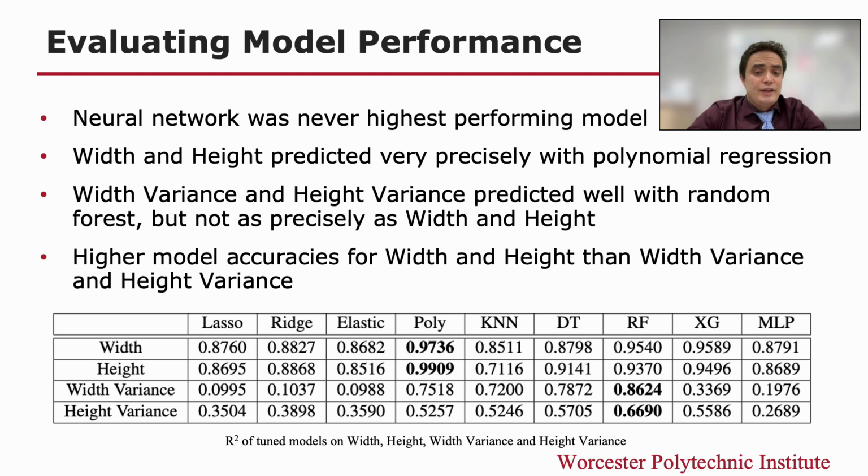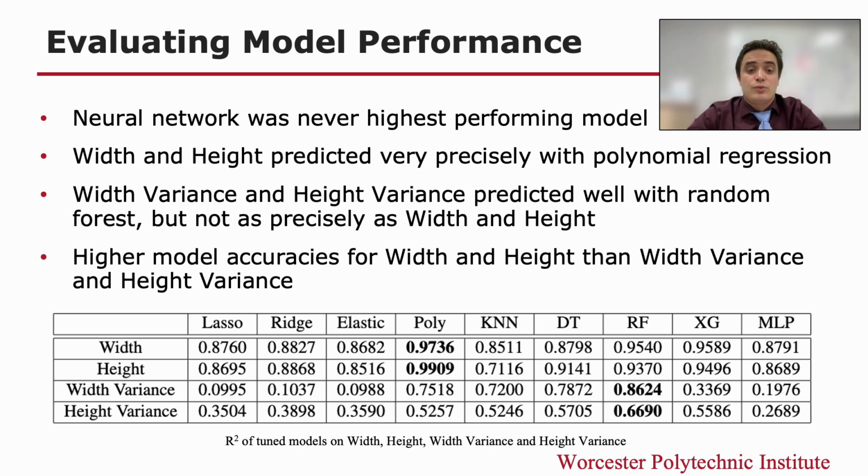Many assume that a neural network will always be the highest performing model. However, in fields such as material science, where there are not thousands of samples readily available, this is not always the case. Thus, we evaluated many model architectures, including linear, nonlinear, and ensemble models, in addition to a neural network. As a result, we discovered that the neural network was not the best model for any of the features that we predicted. Polynomial regression performed the best for width and height, scoring an R-squared of 0.97 and 0.99 respectively.